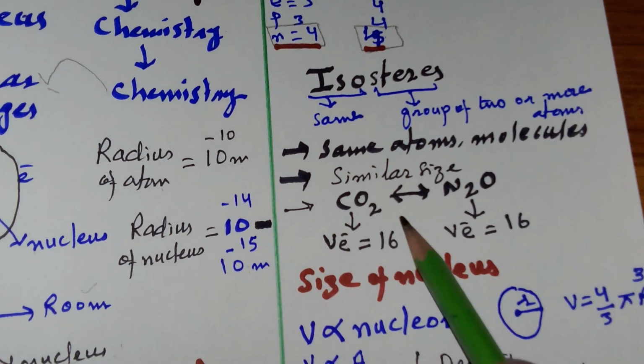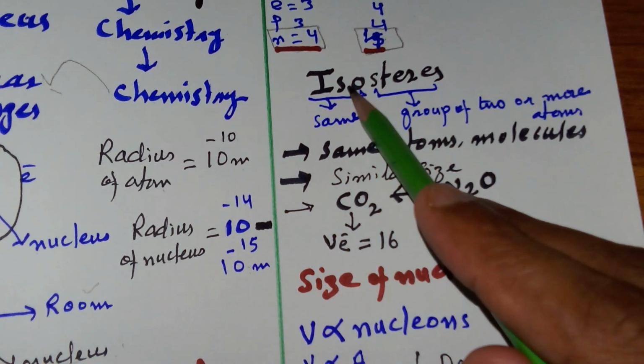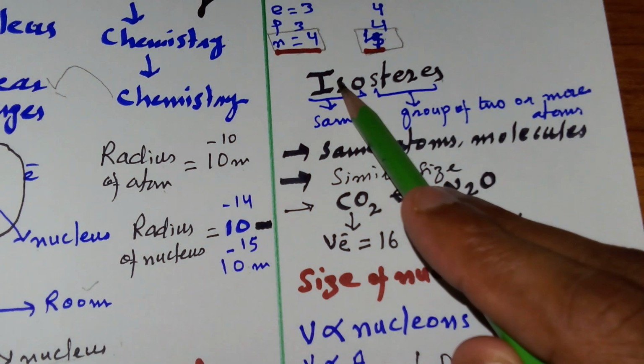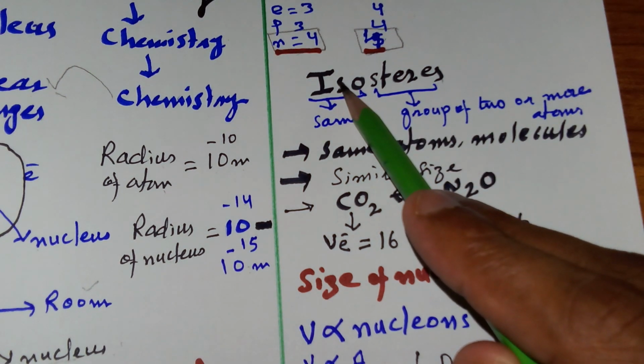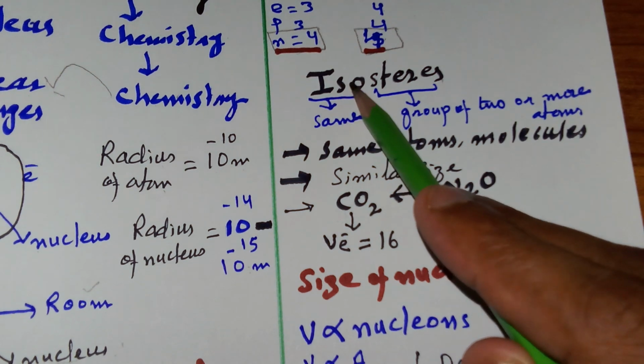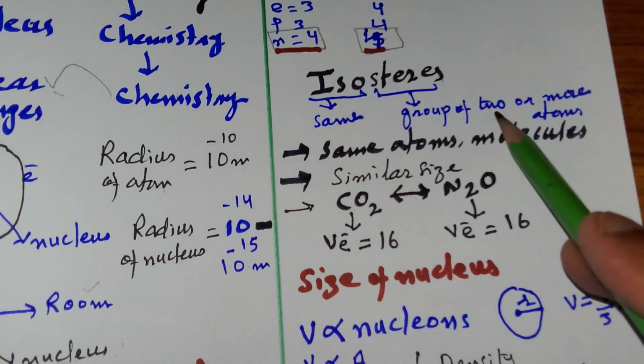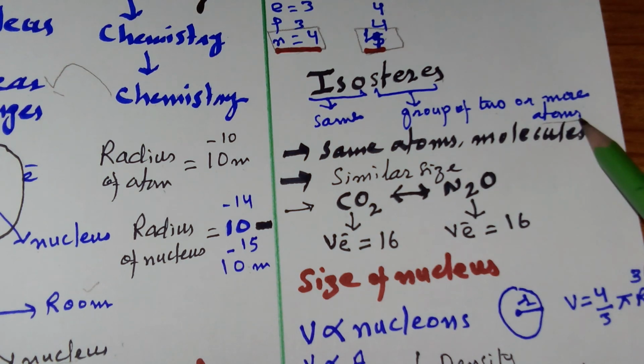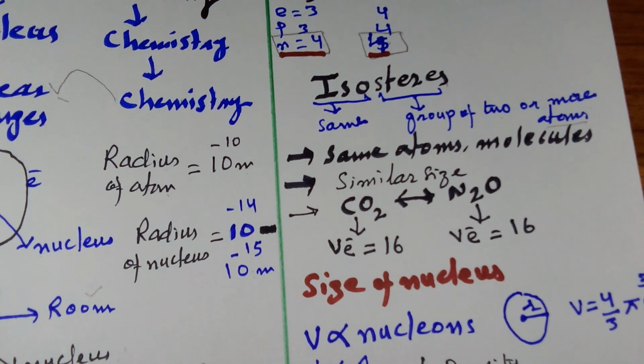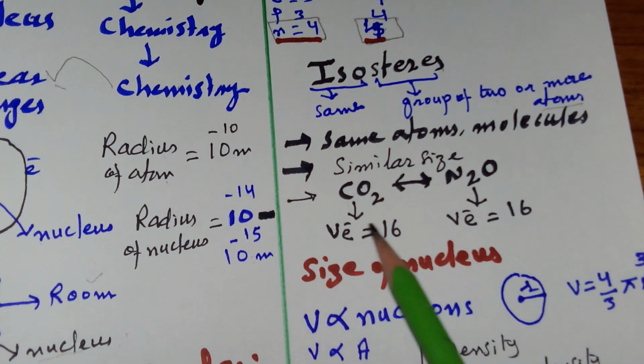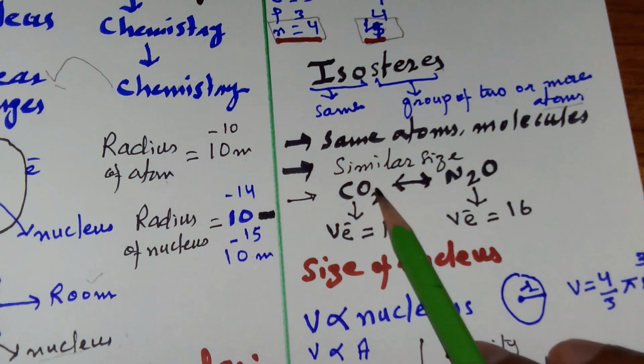Another one, the fourth classification, is the isosteres. You can see that iso is a repeated prefix. Iso means the same and steres means a group of two or more atoms, molecules or ions which have a similar size. For example, you can see here that I have CO2, carbon dioxide gas.